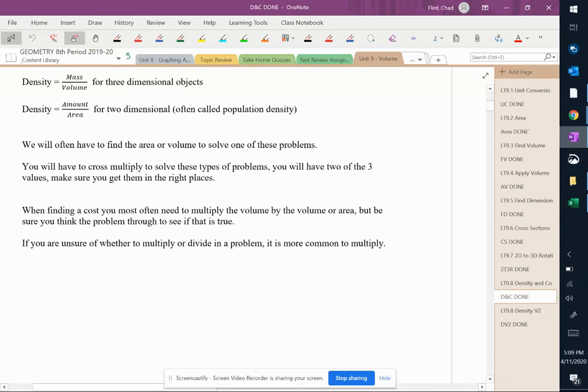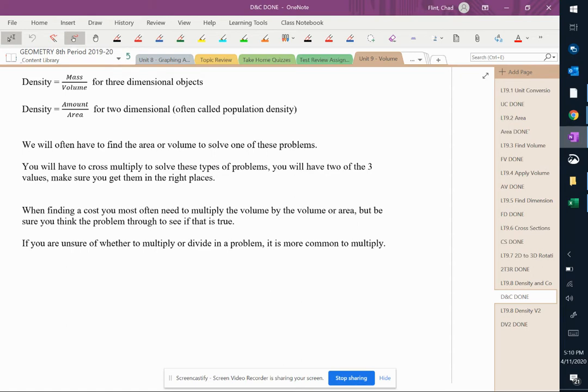So this section here, it's called density and cost. There's lots of other things happening in here too. Those are just the two most common things that happen. This is when you have the volume and you need to do something with it. You're buying, maybe you're filling up a pool, or you're maybe painting a wall, or you're doing something of that nature. I don't know how much something weighs. So you need to be able to take a volume and turn it into something else.